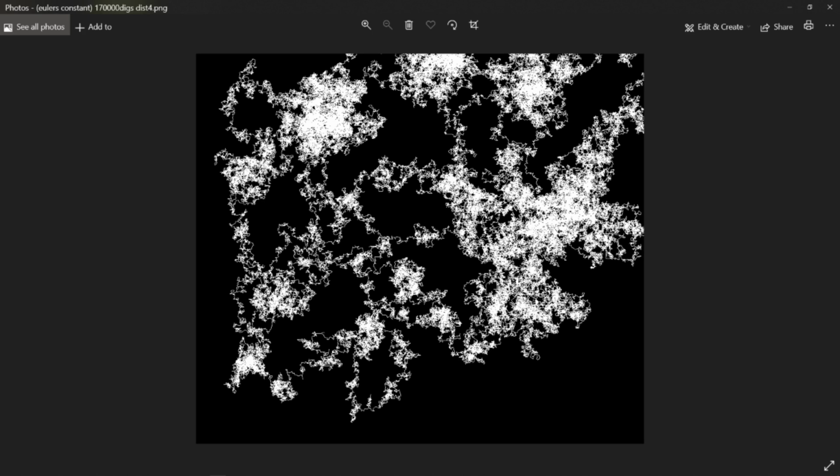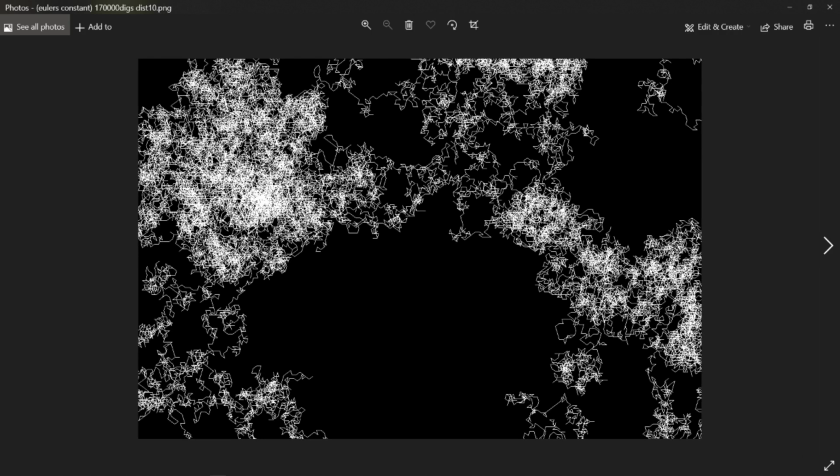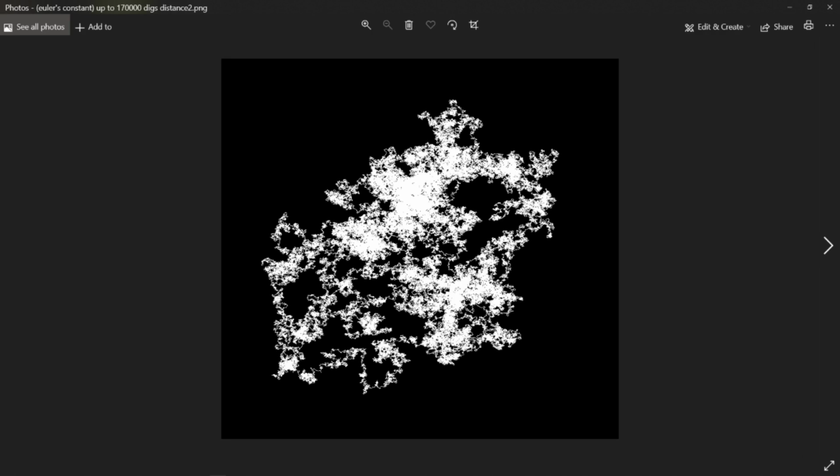All right, and again, just another zoom into one of the areas of that same graph of e. And again. And there again.